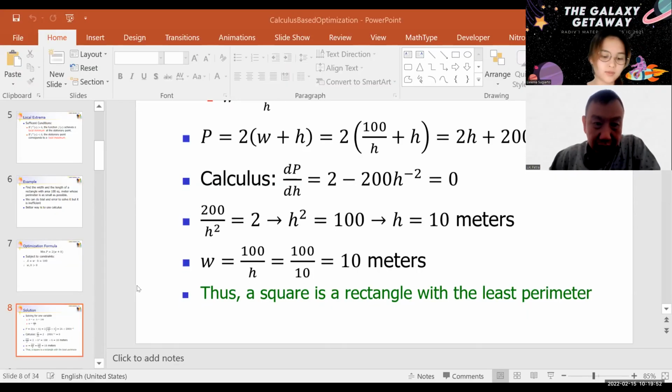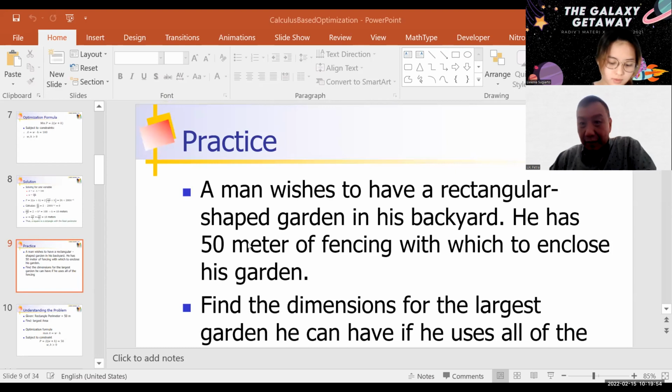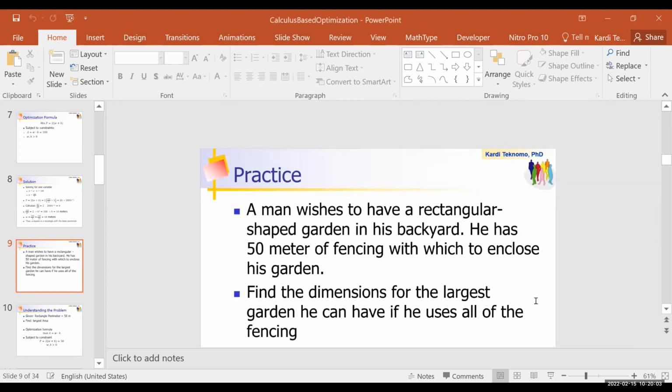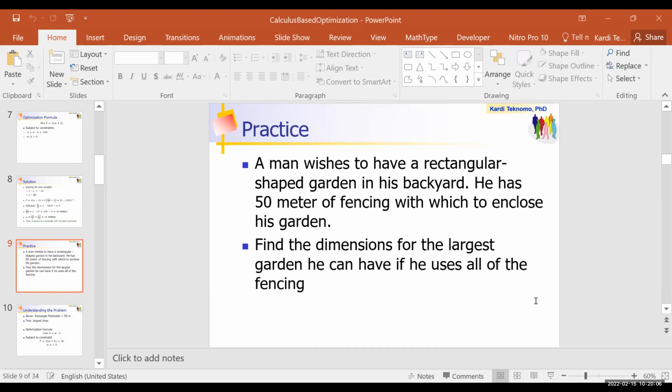Okay, now let's practice again. Suppose you have a rectangle shaped garden. He has 50-meter fencing with which to enclose his garden. Now you want to find the dimension of the largest garden that he can have if he uses all the fencing. Can you solve this?